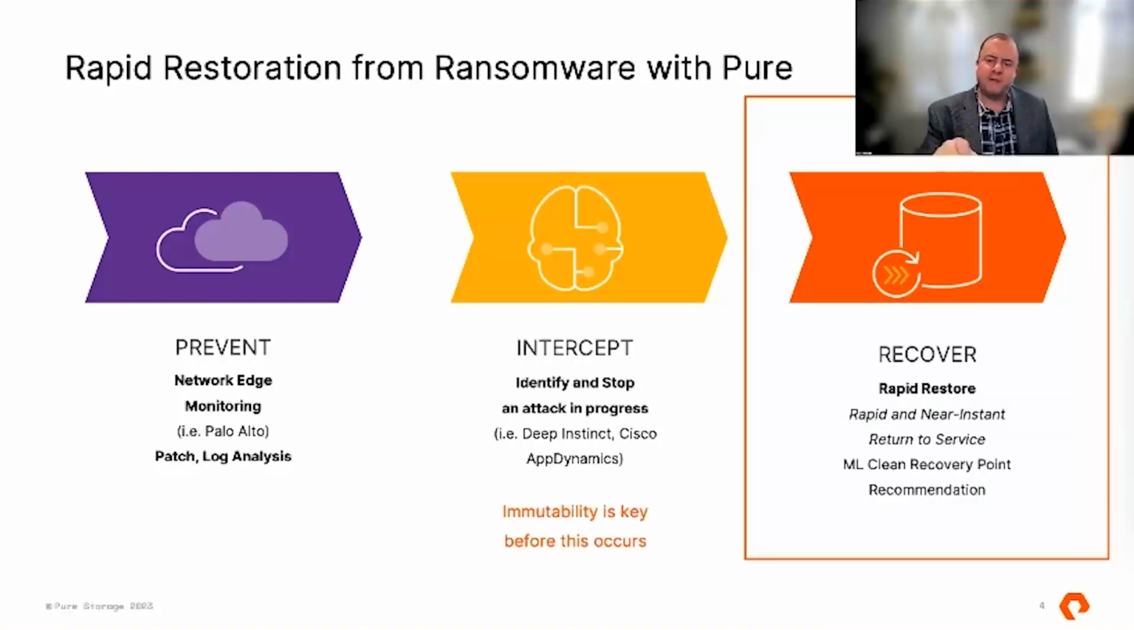What's important is that before you get to that intercept point, you have the property of immutability within your storage infrastructure. Because when that intercept has occurred, you now know that the attacker is in your environment, and you need to go back just ever so slightly in order to get to the point in time before they've started the attack phase of their attack.